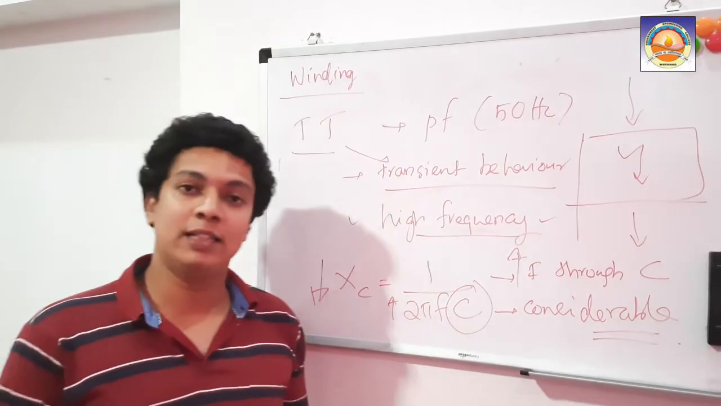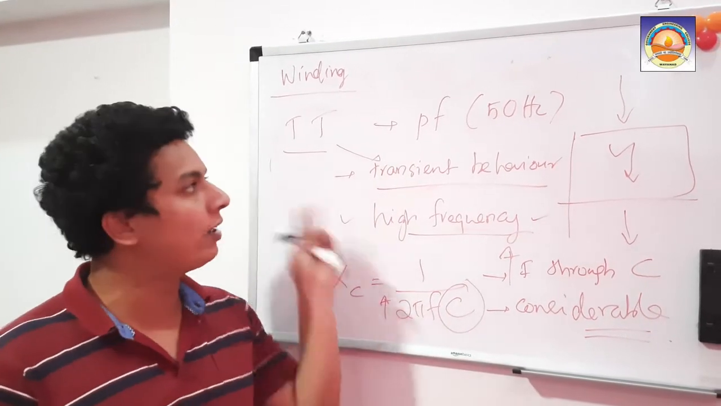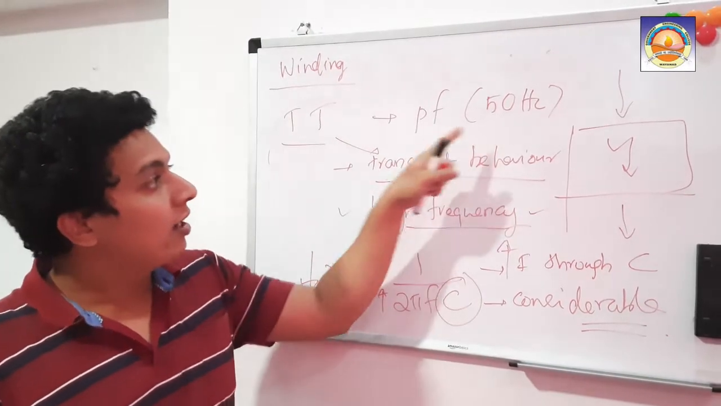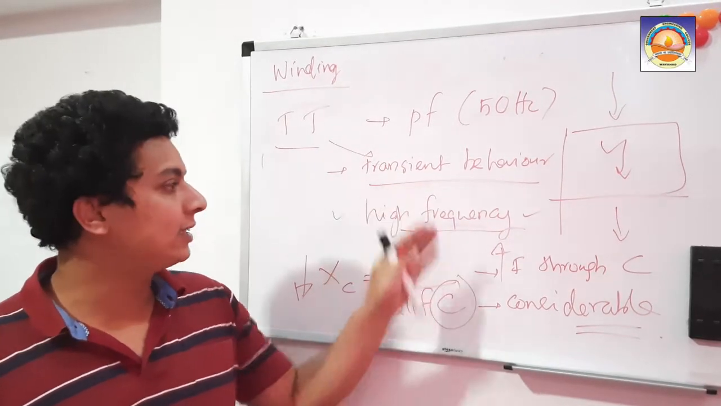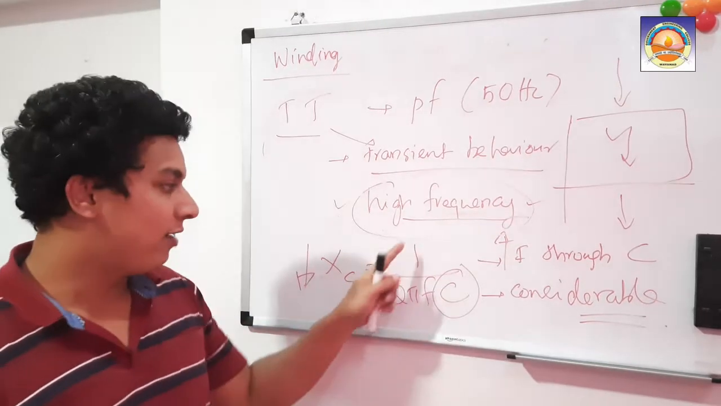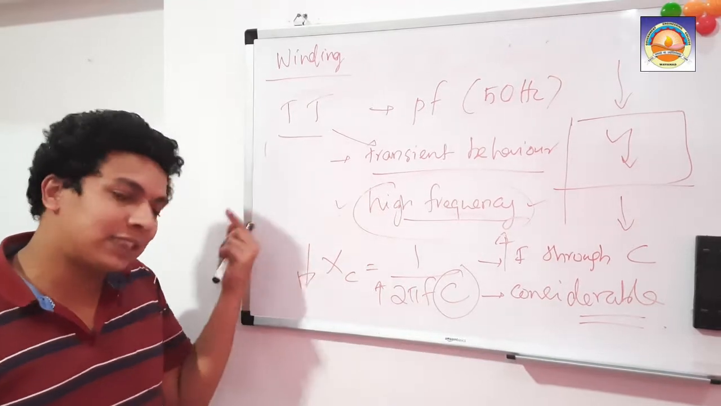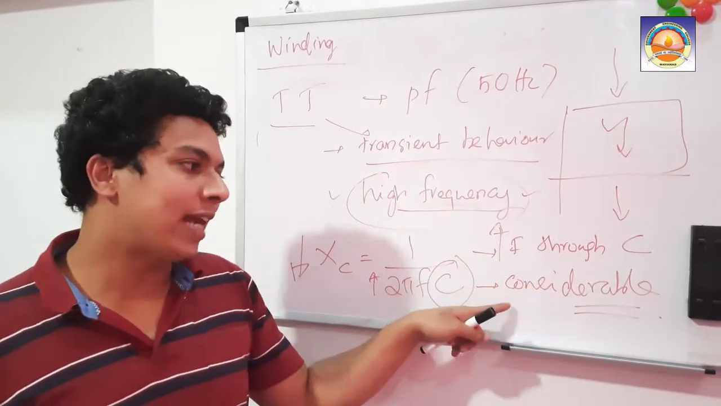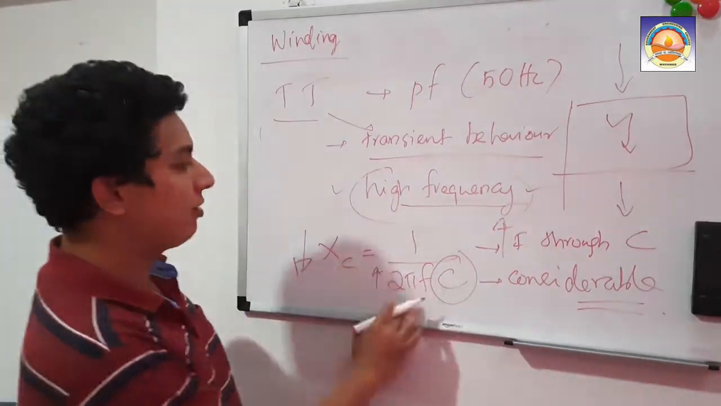Understood? In a power transformer, since the capacitance value is low and we are operating at power frequency, we don't have to consider capacitance. But when we are taking a testing transformer, we are not operating at power frequency. Instead, we have to deal with a lot of transient behavior, which means we are dealing with high frequency. Whenever your frequency is higher, your capacitive reactance is lower. When capacitive reactance is lower, the current through the capacitance will increase. That is why it will become a considerable part of the total current, and that is why we have to consider capacitance.